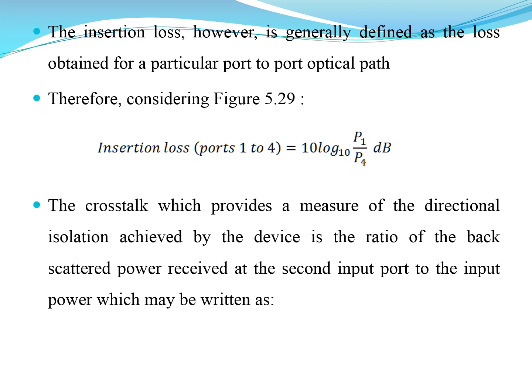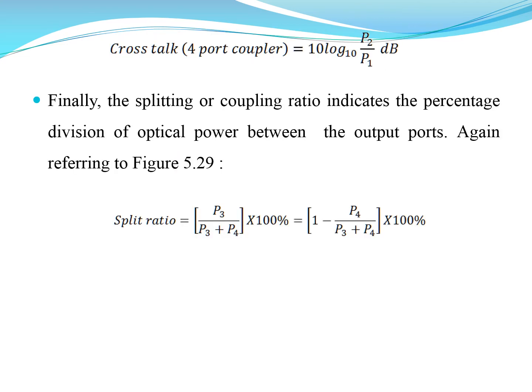Then we have crosstalk, which provides a measure of directional isolation achieved by the device, and that is the ratio of the back scattered power which is received at the second input port to the input power, which is for a 4-port coupler 10 log of P2 by P1, and it is expressed in dB.